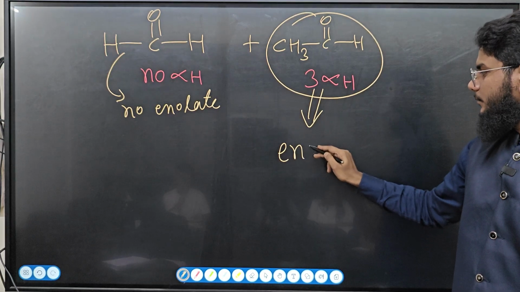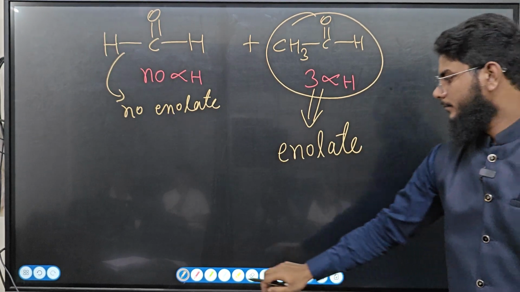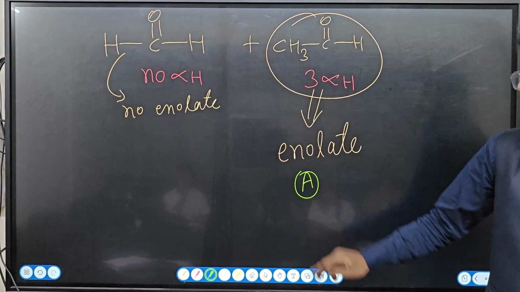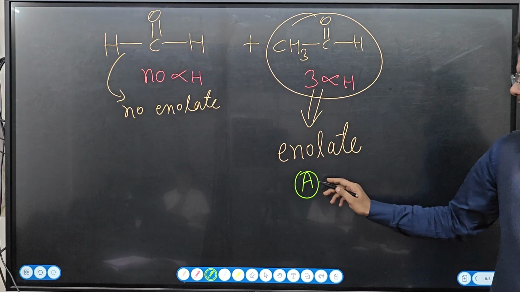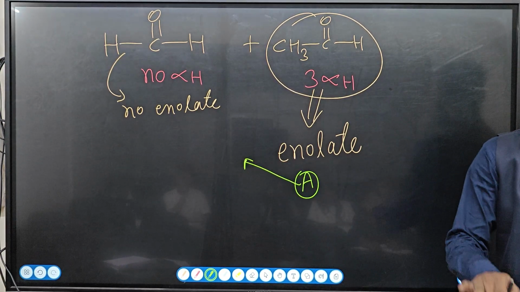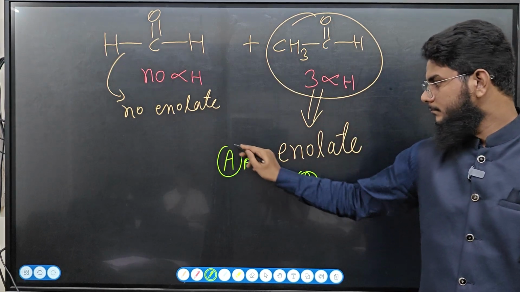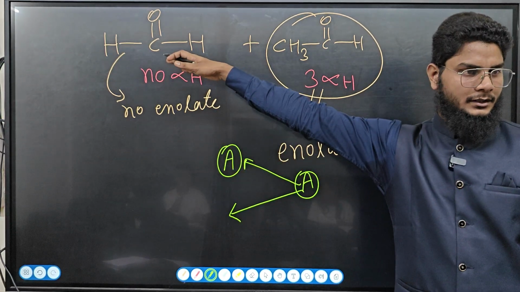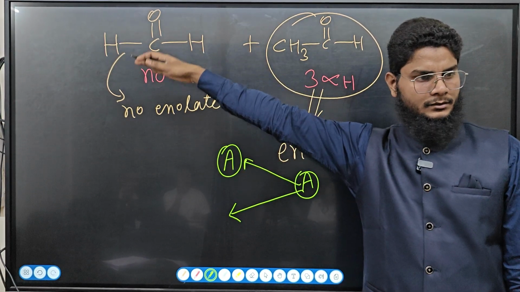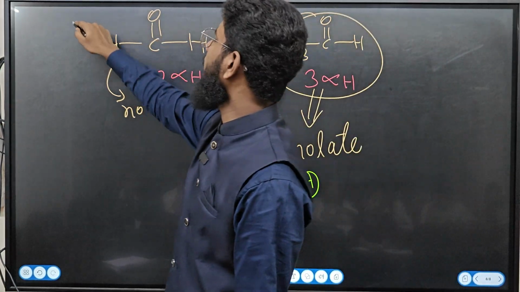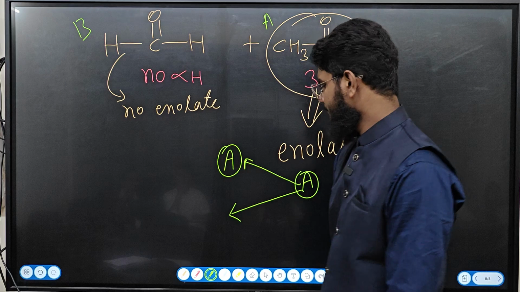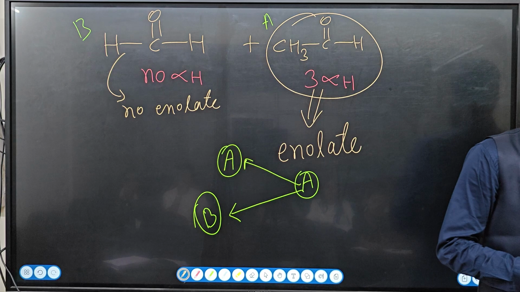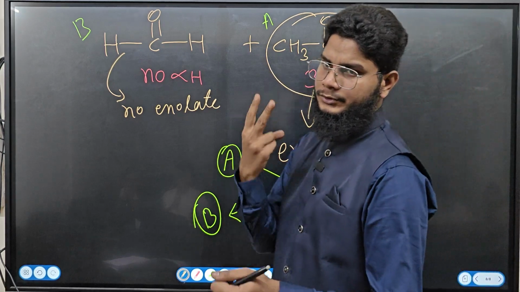This one will give enolate, and suppose this is called A. So this A can react with another molecule of A, and this A can react with this formaldehyde, which you can consider as B molecule. This is your A, it can react with B. How many products now? Total number of products is 2.